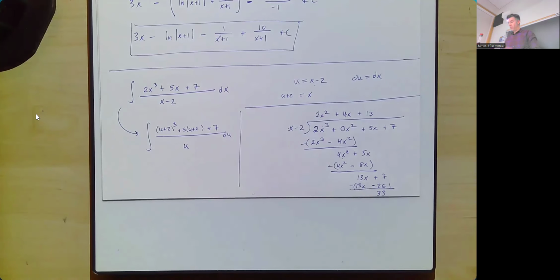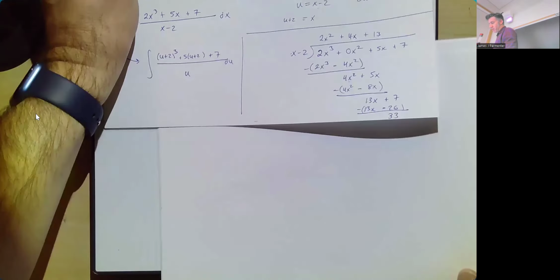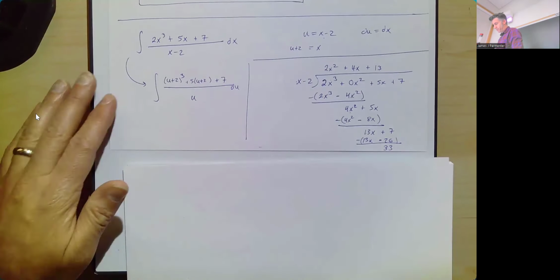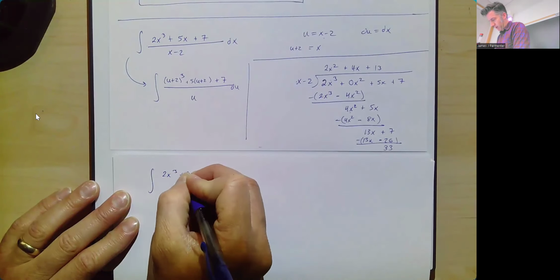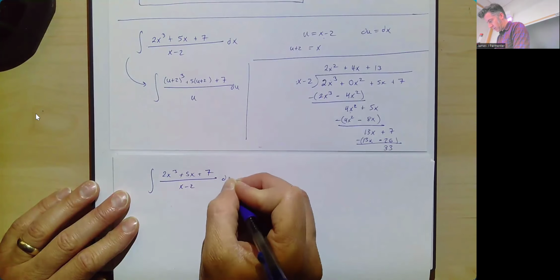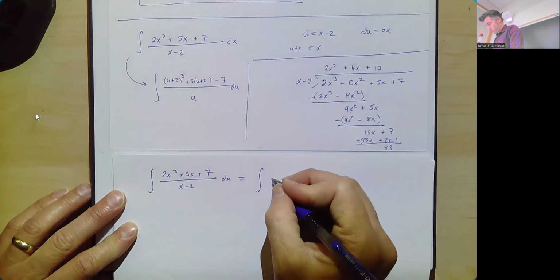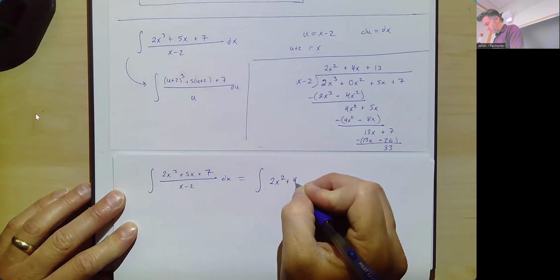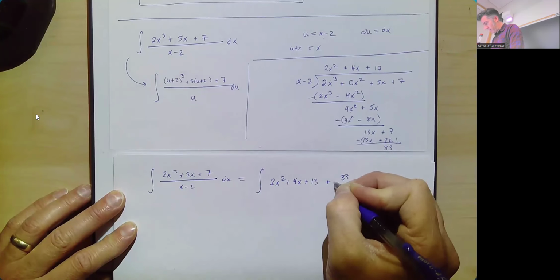So here's what we can do. We can use another piece of paper because I don't have enough room. We can rewrite our integral of 2x cubed plus 5x plus 7 over x minus 2 as the integral of the quotient 2x squared plus 4x plus 13 plus the remainder divided by the divisor.